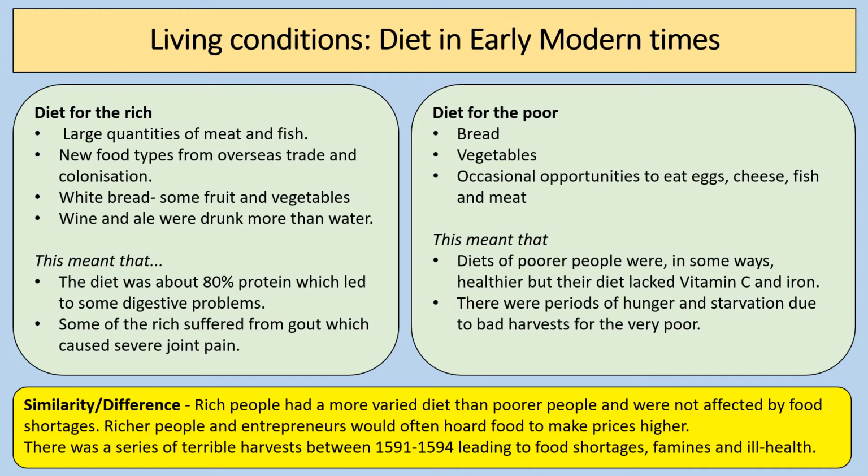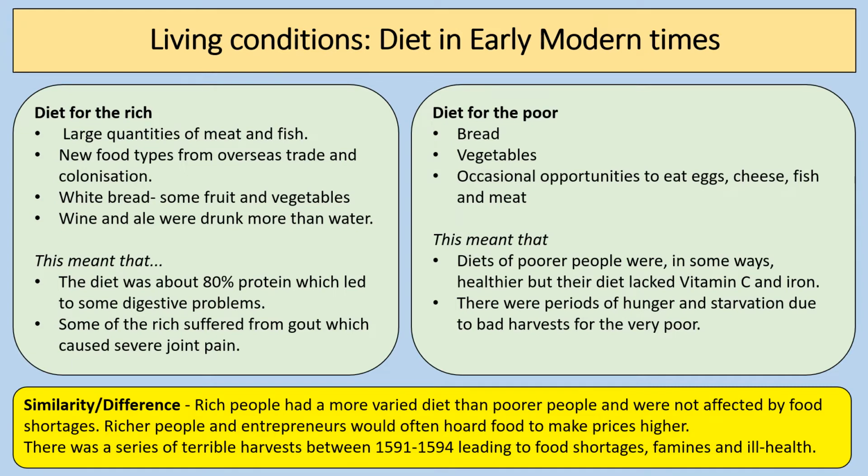But the diet is very protein heavy, which led to digestive problems. Some of the rich suffered a condition called gout, which can cause severe joint pain and can be caused by eating food which is too rich or too much meat. The diet for the poor is much more constant to what it had been like in medieval times. So very much bread is still the staple diet. Vegetables, pottage is still very much eaten by poorer people in the early modern times. There's the occasional opportunities to eat eggs, cheese, fish and meat, but that's rarer, and on things like holy days, they might, for example, save up and have that kind of thing.